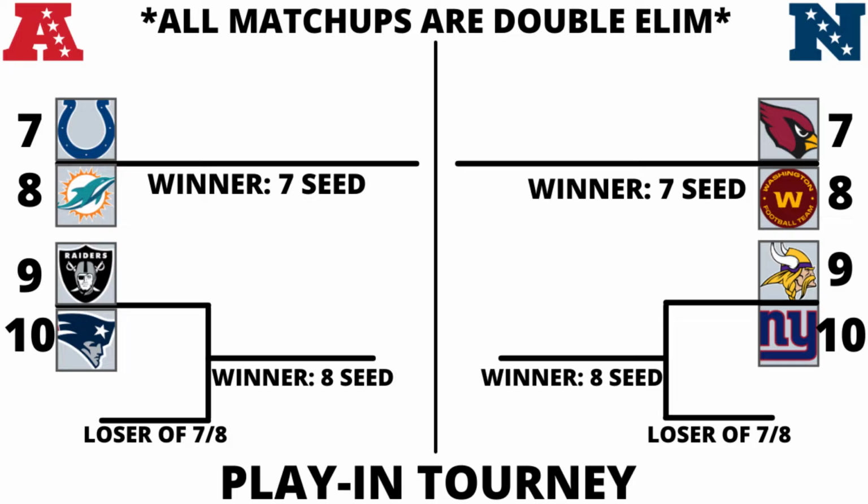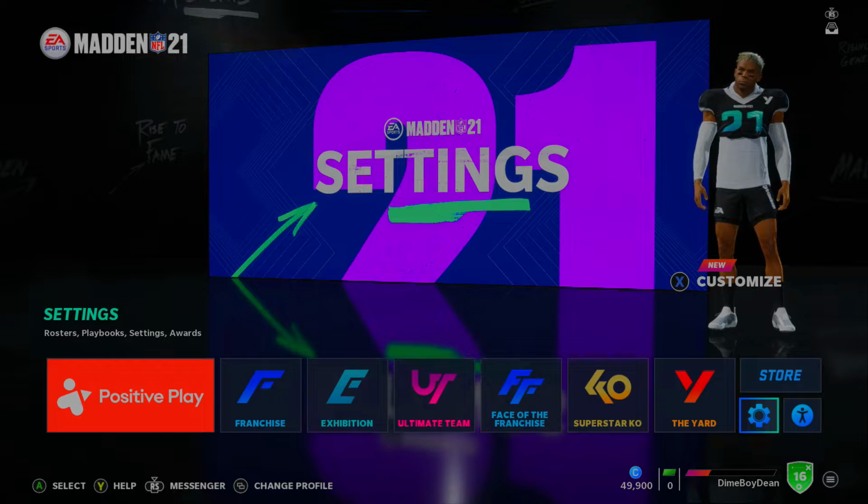So we're going to start with this play-in tournament. We're going to do this right here in Madden simulations with the 2021 rosters, starting with our first game, the Colts and the Dolphins. Remember, double elimination for this. Once we find the 7 and 8 seeds, we'll get to the actual bracket. Let's go.